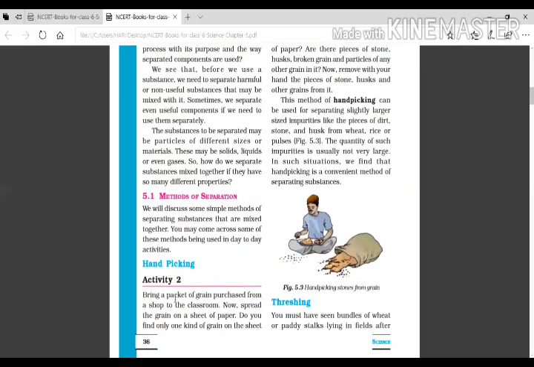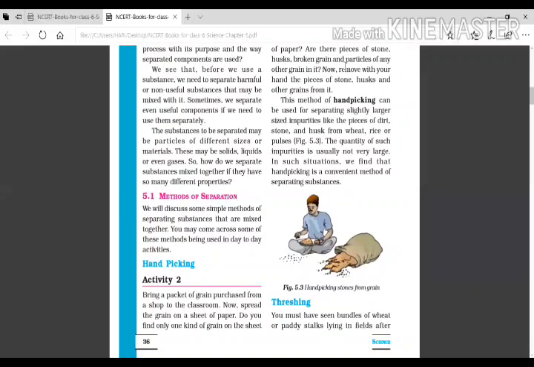Bring a packet of grains purchased from the shop to the classroom. Spread the grains on a sheet of paper. Do you find only one kind of grains on the sheet of paper? Are there pieces of stone, husk, broken grains, and particles of any other grains in it? Yes. In the grains or the pulses, there may be many things like stones, husk, or broken grains, which are to be separated.